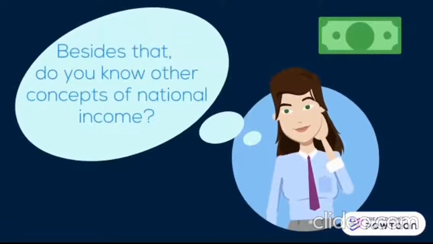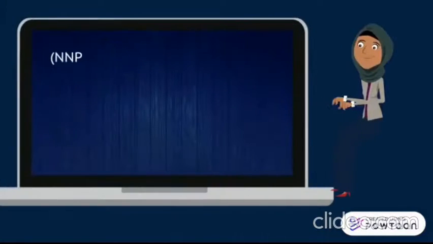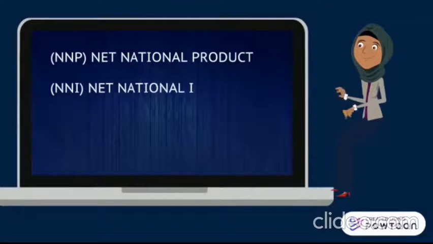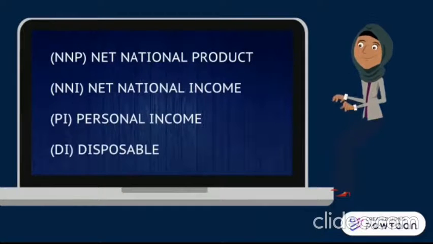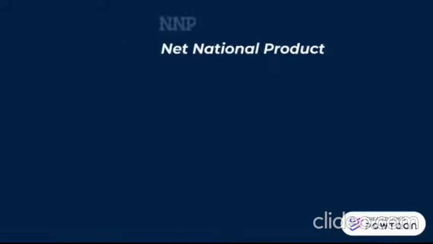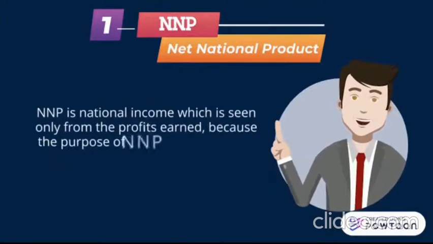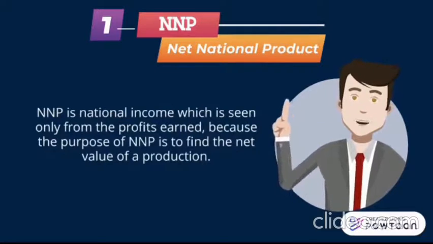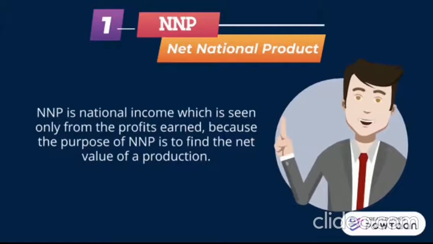Besides that, do you know other concepts of national income? Yes, national income includes NNP or net national product, NNI net national income, PI personal income, and DI disposable income. First, NNP or net national product. NNP is national income which is seen only from the profits earned because the purpose of NNP is to find the net value of a production.